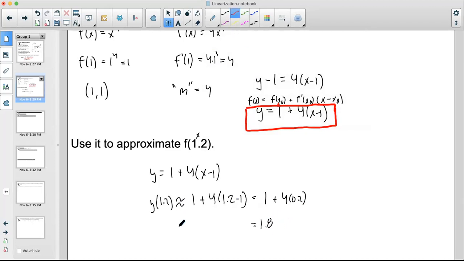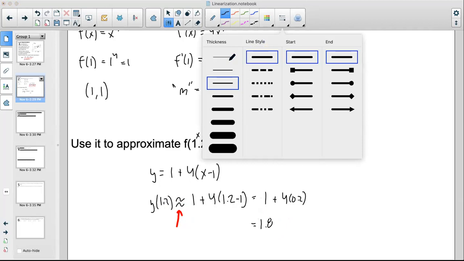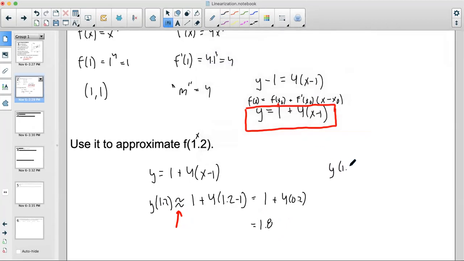I would like you guys to write approximately here in the first step. You can write equals after that, but this is not really y of 1.2. Y of 1.2, well, we can check. Y of 1.2 is equal to 1.2 to the fourth. 1.2 to the fourth is 12 to the fourth with the decimal point in a different spot. So that's something you could calculate fairly easily. It is 2.0736.